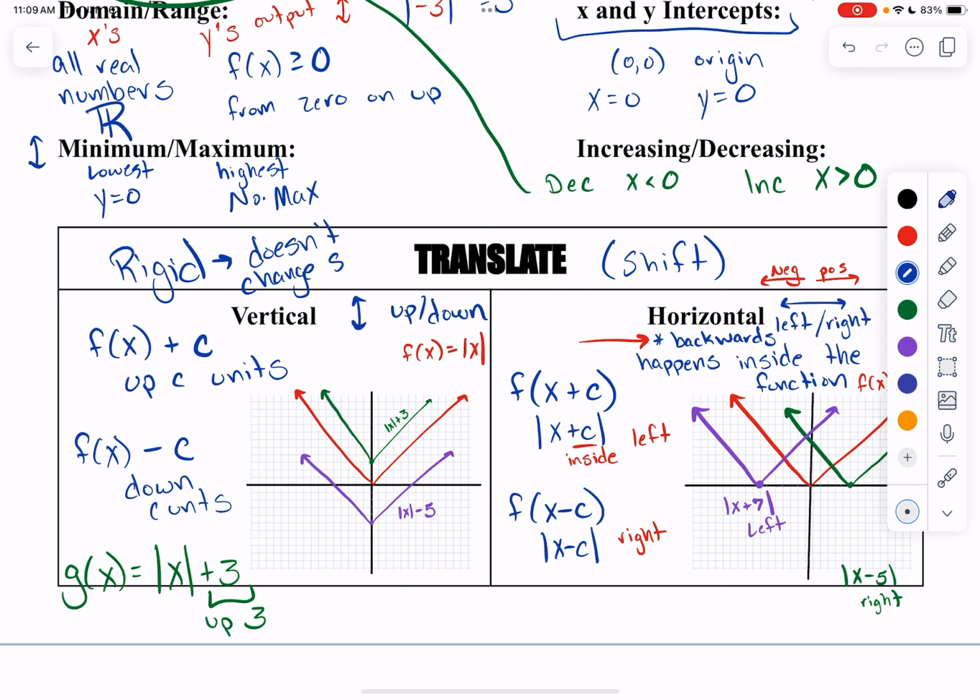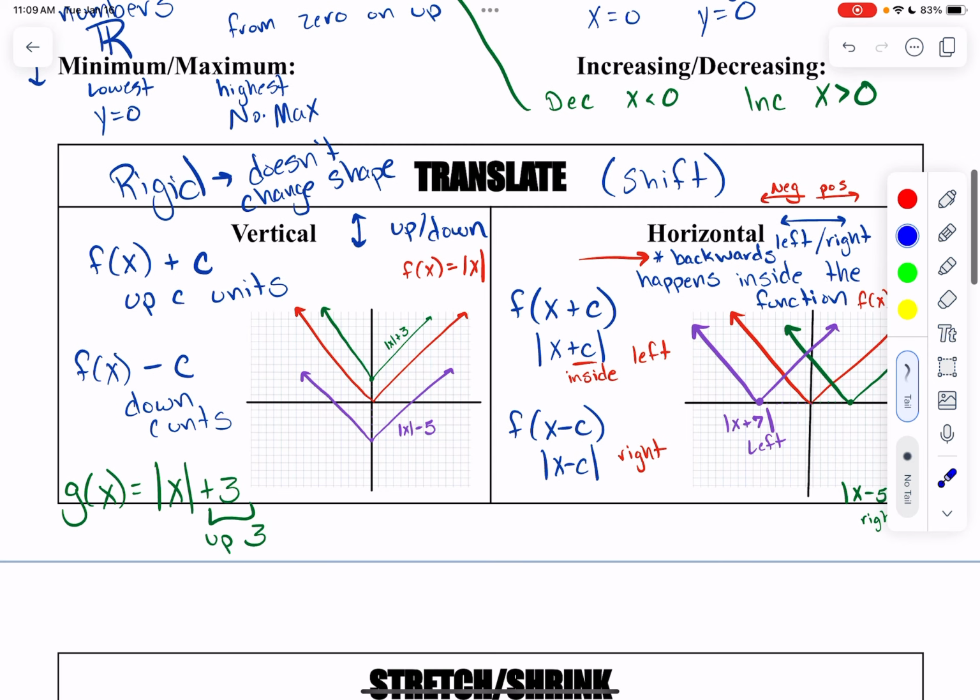It's just taking this graph and moving it around, moving it left, right. And you can do both. You can move it left and up, all at the same time. Up would be on the outside, and left or right would be on the inside.